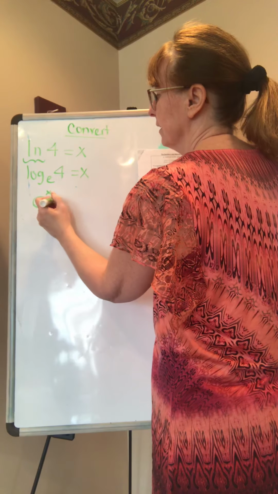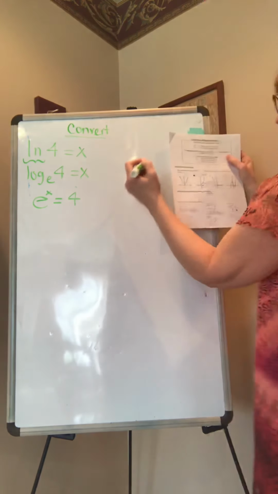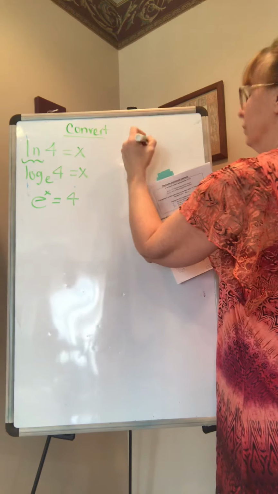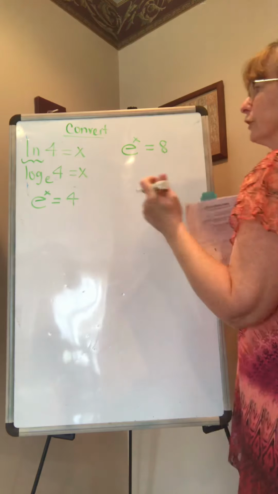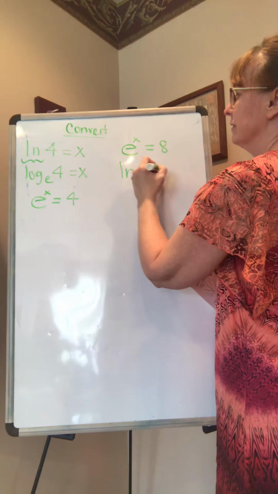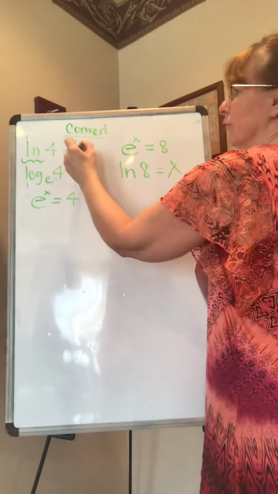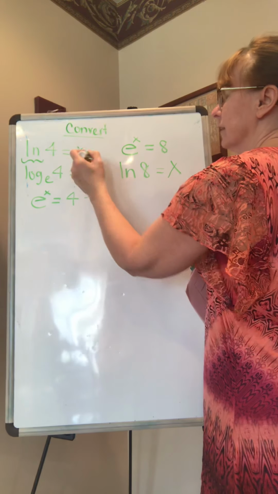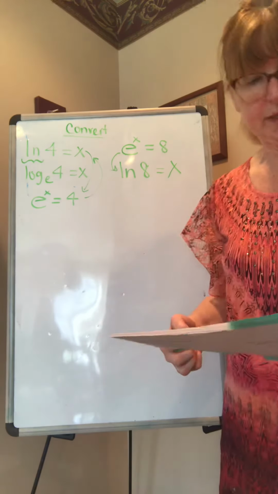E to the x is equal to 4. And if I had this other conversion, e to the x is equal to 8, well, this would be the natural log of 8 is equal to x. From here to here would go the same way as here to here. So that's what we did. So try to practice it and see if you get comfortable with it.